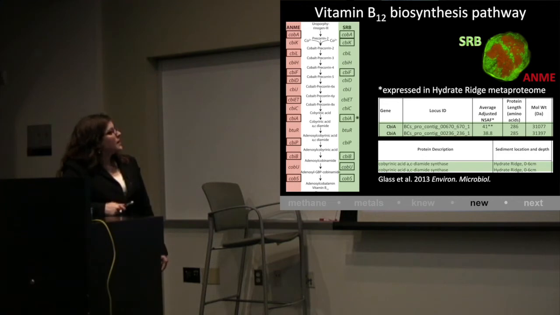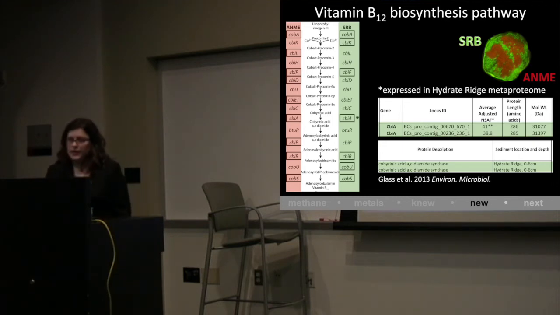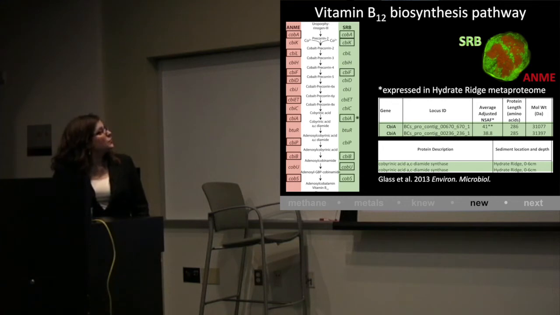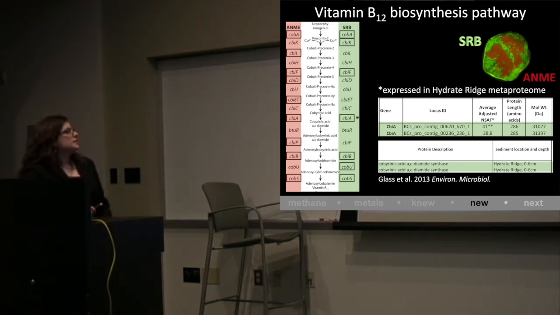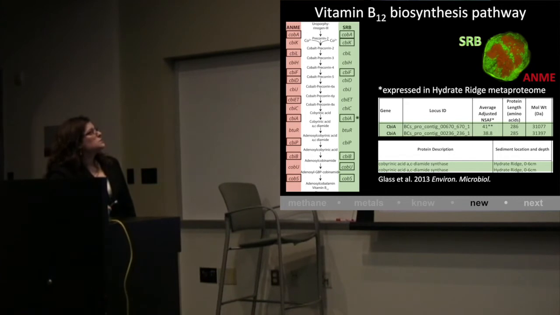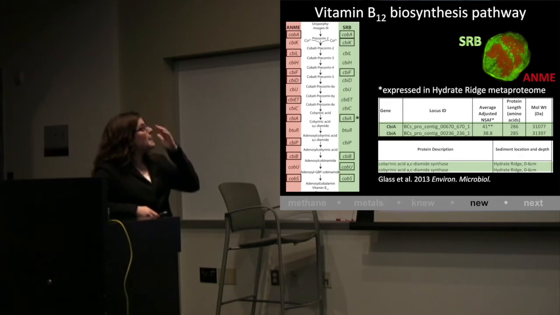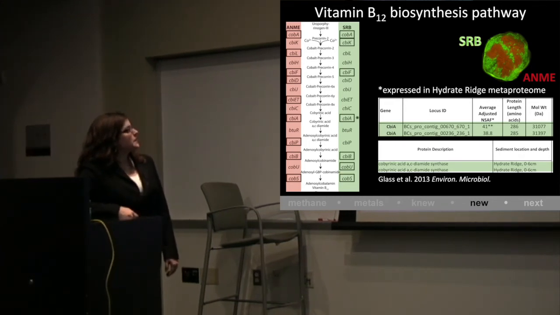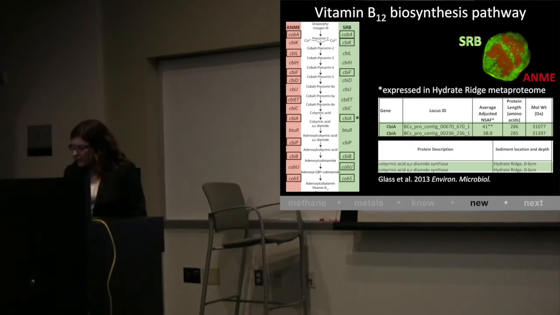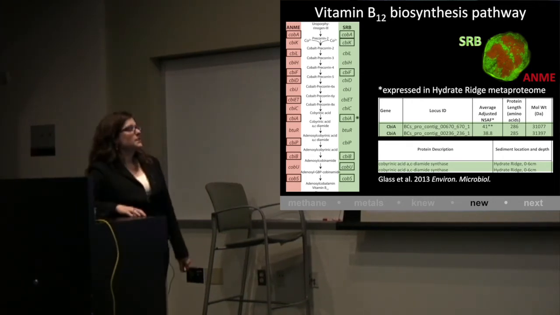This has 15 to 20 steps, each performed by a different protein. And in the metagenomes, we found that we could identify most of the genes for the B12 biosynthesis pathway in both the ANME and the SRB. So the boxes here represent genes that we were able to find, and then the asterisk represents where we actually found a protein that was expressed in a metaproteome.